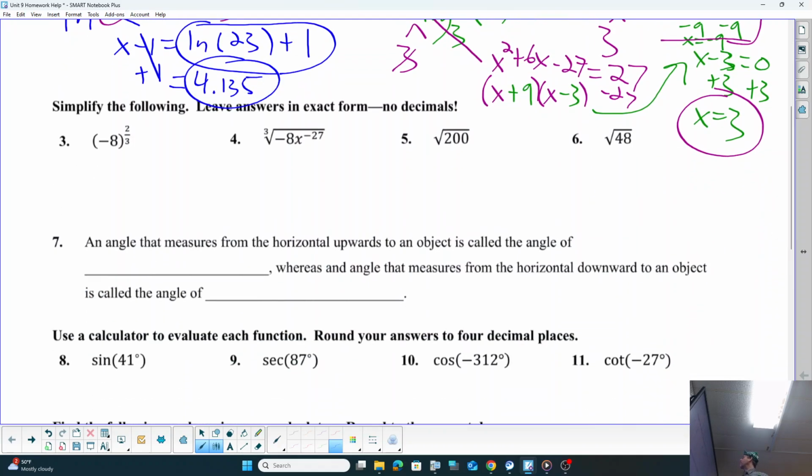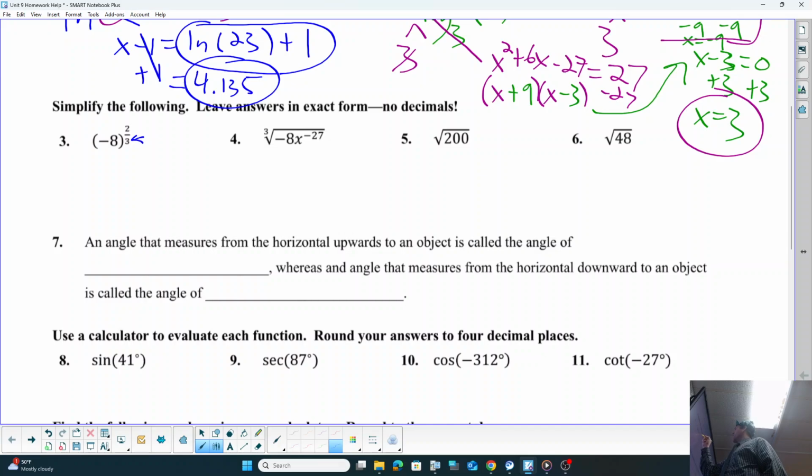Do you remember how to simplify the following with no decimals? Do you remember what negative 8 to the 2/3 is? I'll let you try on your own for a moment. Can you remember? You got to remember, because you got to take the ACT again and get a higher score. Make sure you wear green so nobody pinches you.